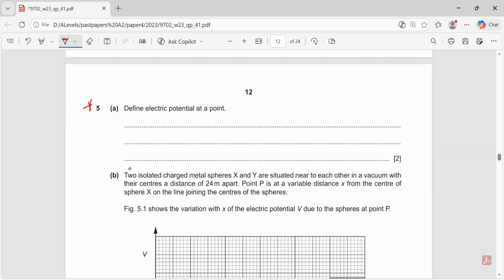Question number 5. What does the question number 5 say? That electric potential at a point. Define electric potential at a point. What is the meaning of electric potential at a point? Yes, guys. Can anyone tell me?